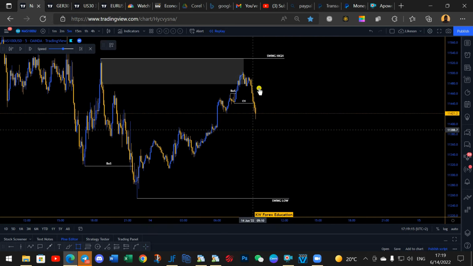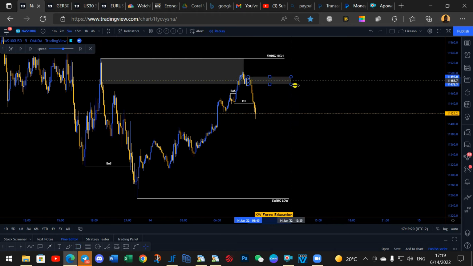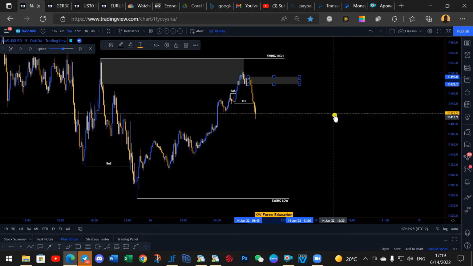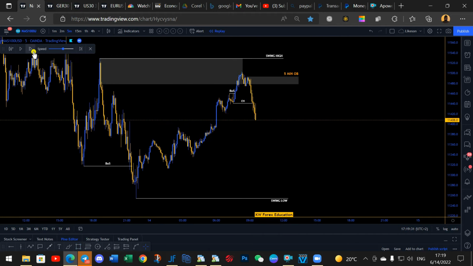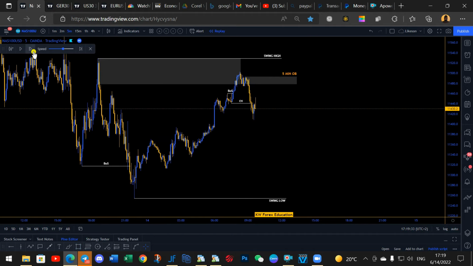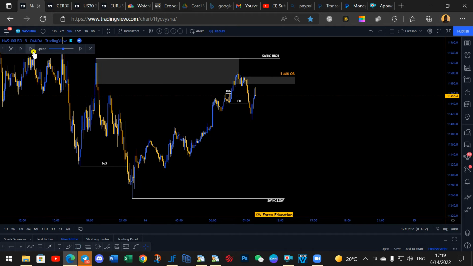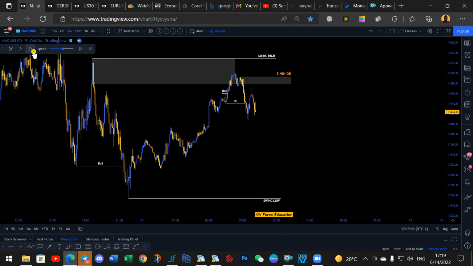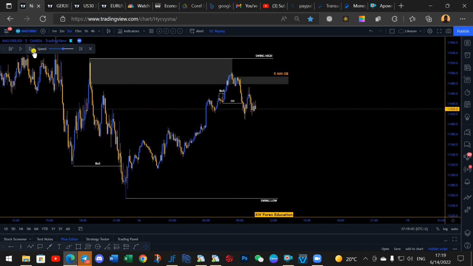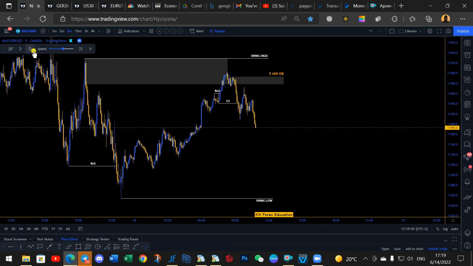So we can start marking our order blocks. We have this one there. We can start selling from there. That's an order block I was looking to sell from. So price didn't mitigate that zone, and then it did something like this.